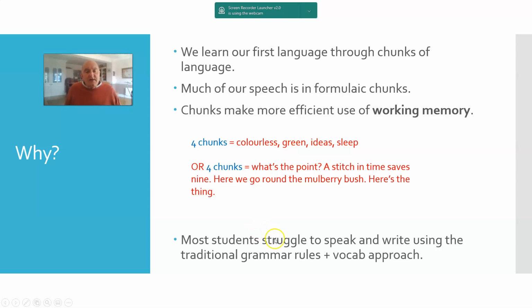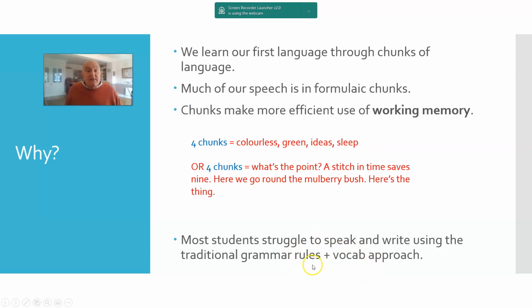I'd also say this, that if you're an experienced teacher, you know that most students actually struggle, given the limited time we have with them, to speak and write using the traditional grammar rules plus vocab approach. It's because there are so many rules, some of them are pretty complicated, there's so many words to learn, and as soon as students are in the position of having to write something down, they tend to fall back on translating from their own language. It's just too big a task to cope with mentally for many, many students.